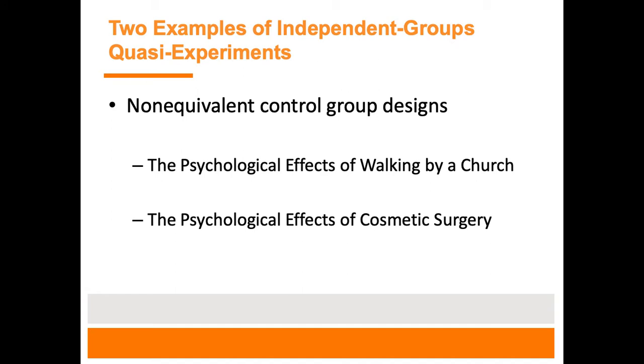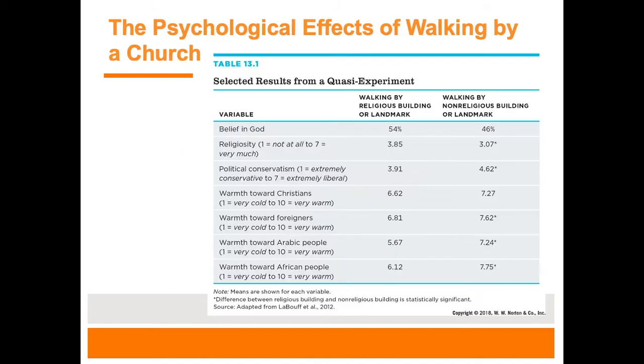Anyways, one of the classic examples of an independent group sort of quasi-experiment is a non-equivalent control group design. So they talk about a couple of these, things like walking by a church versus a different building. I like a lot of examples given in these scenarios. Also cosmetic surgery, getting it or not getting it. These are interesting comparisons that you may have some questions related to, right? So walking by a church, for example, they looked at people who had walked by a church versus walked by some other sort of non-religious building, and gave them a survey, asked them a variety of questions, and you see here the significances are indicated by the asterisk there.